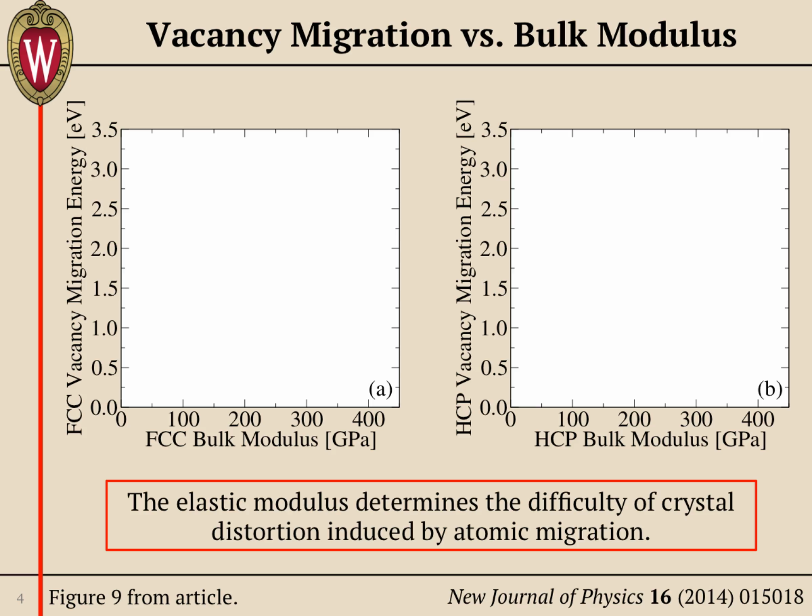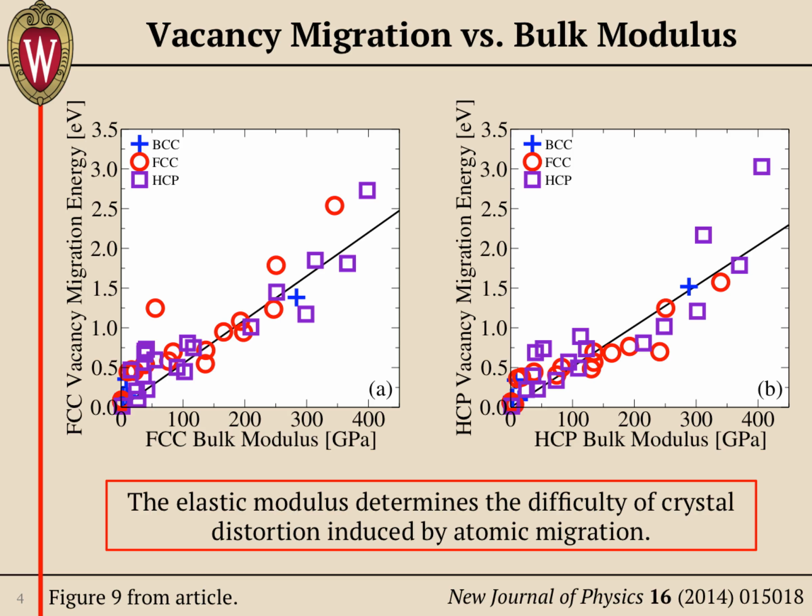Again, we plot FCC on the left and HCP results on the right, comparing vacancy migration energy versus the bulk modulus. Here we see that the vacancy migration energy correlates very well to the bulk modulus for elements with both common and uncommon structures.